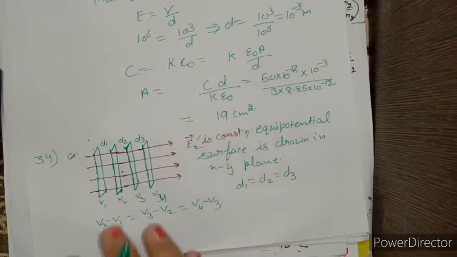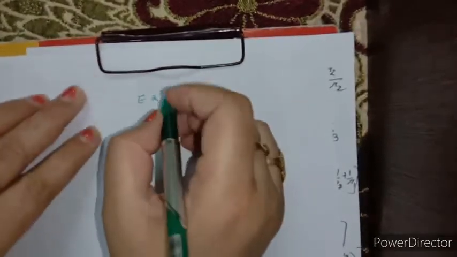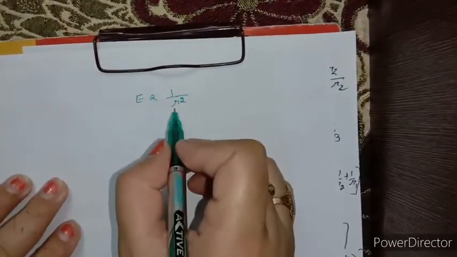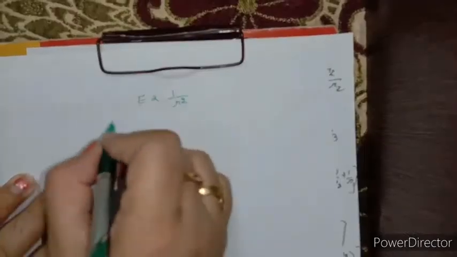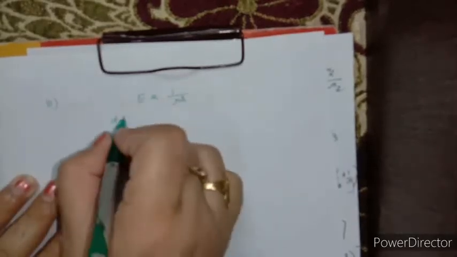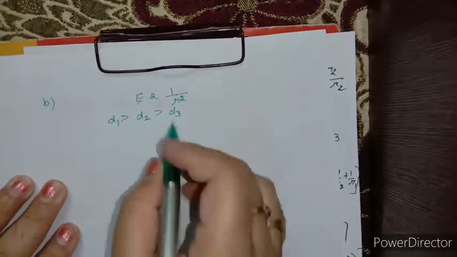In the second part B, a field that uniformly increases in magnitude. So we know that E is inversely proportional to R square. So if R is decreased, then E increases. It means here in the second part, D1 is greater than D2 and greater than D3 and so on.